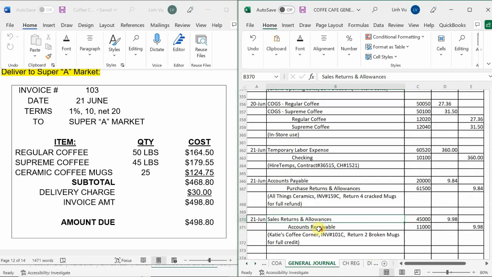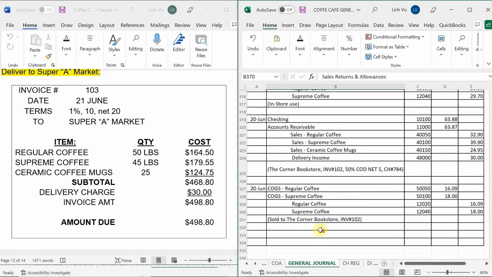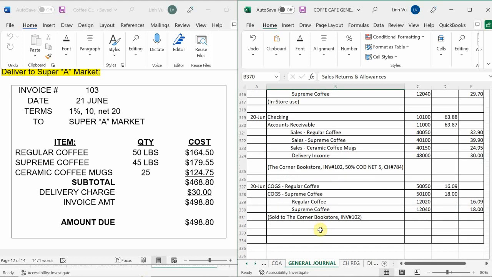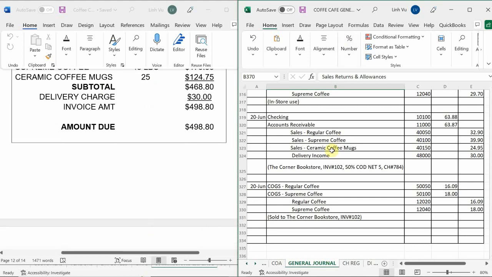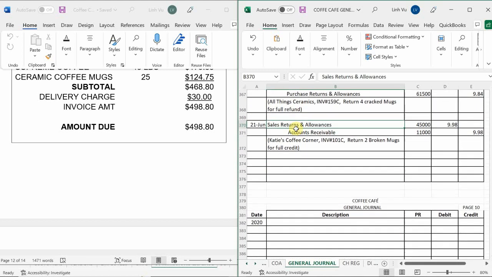Yes. Okay, so again, you can find a transaction that looks very similar. For instance, this one right here that we sold to the corner bookstore, all you have to do is just copy the accounts receivable and do not copy the checking account. Now, before I do that, let's go ahead and take a look at the bottom of our journal. Do we have enough space to enter this transaction in?